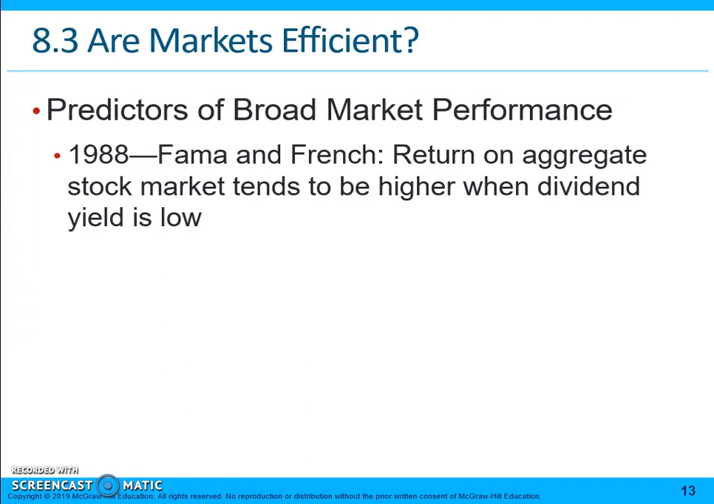Fama and French are two pretty famous professors. They developed the Fama French model, but they found the return on the aggregate stock markets tends to be higher when dividend yield is low. This actually makes some sense.